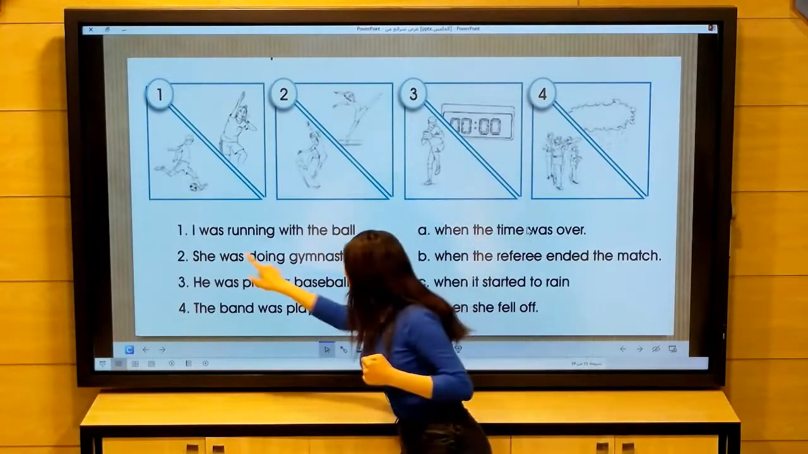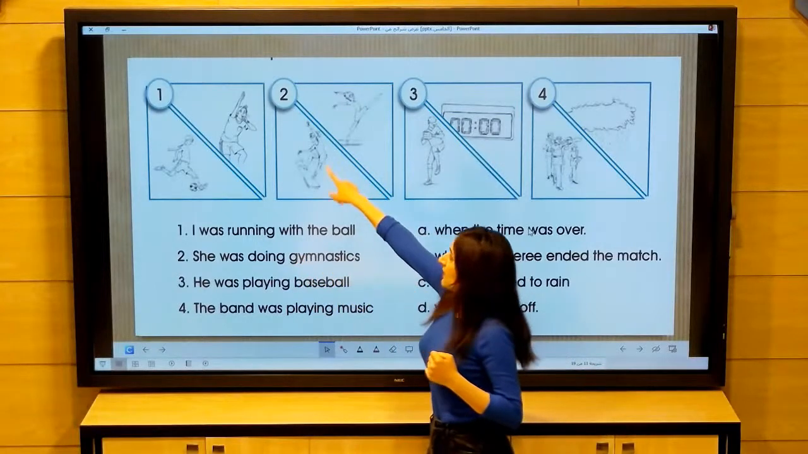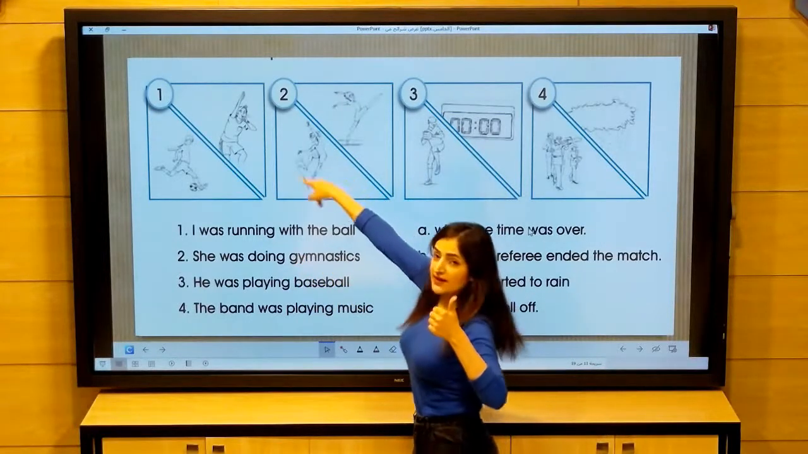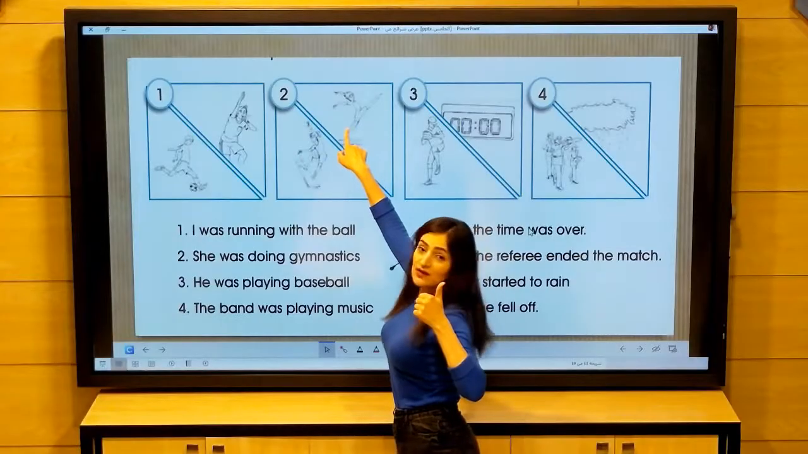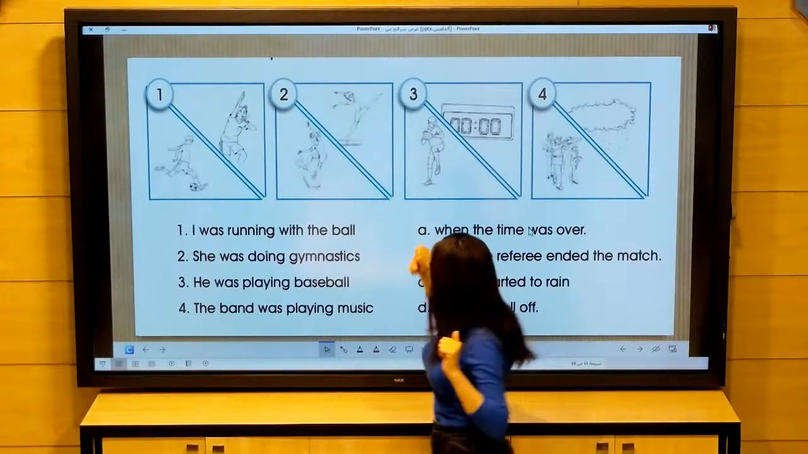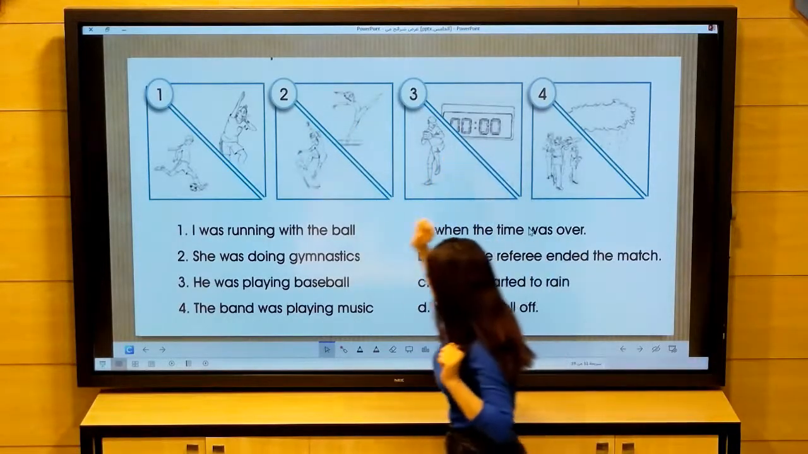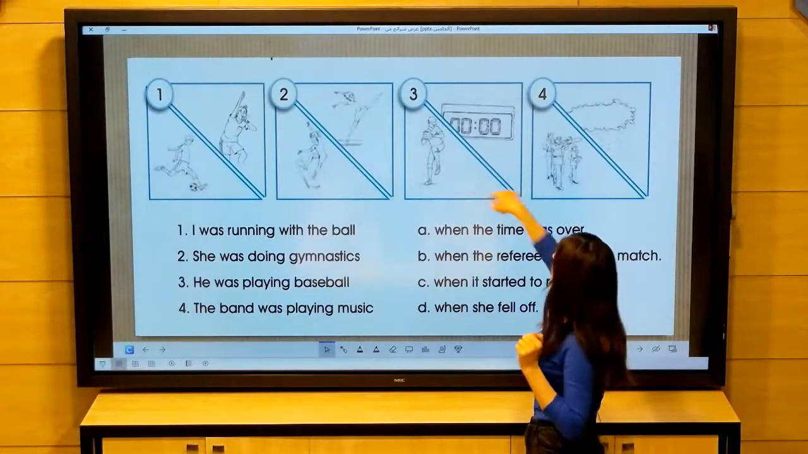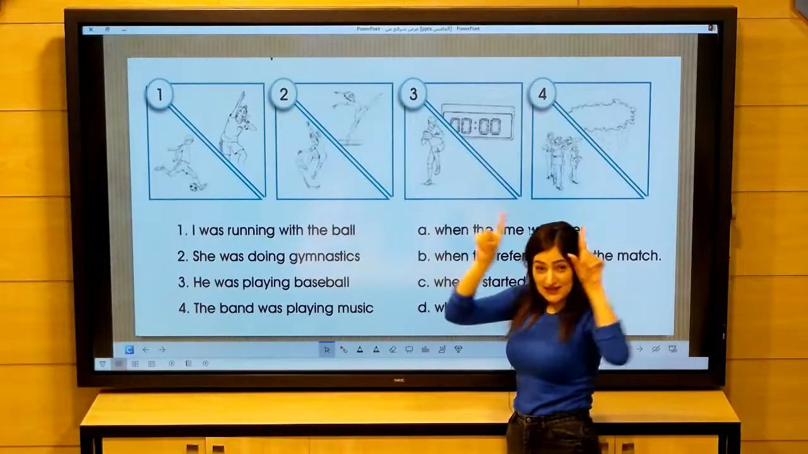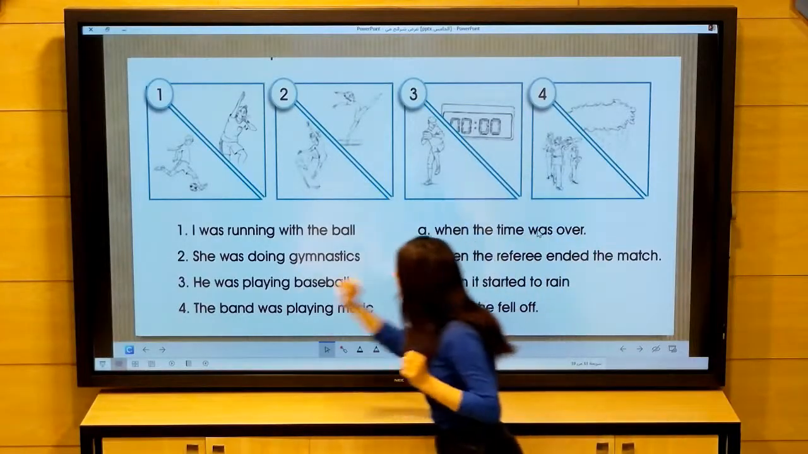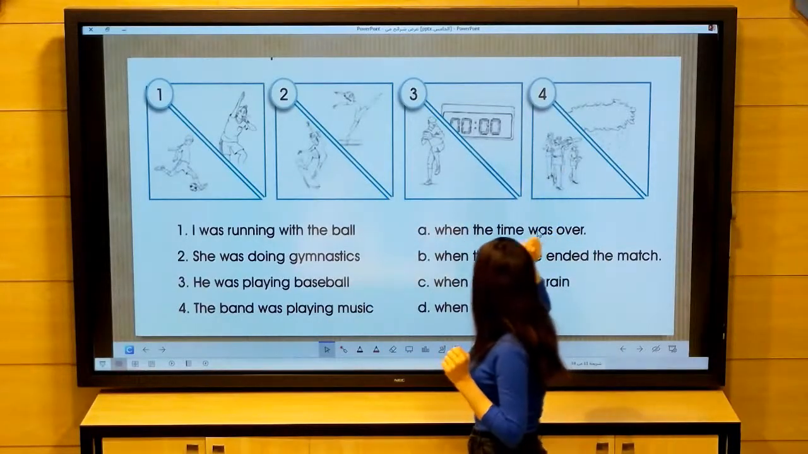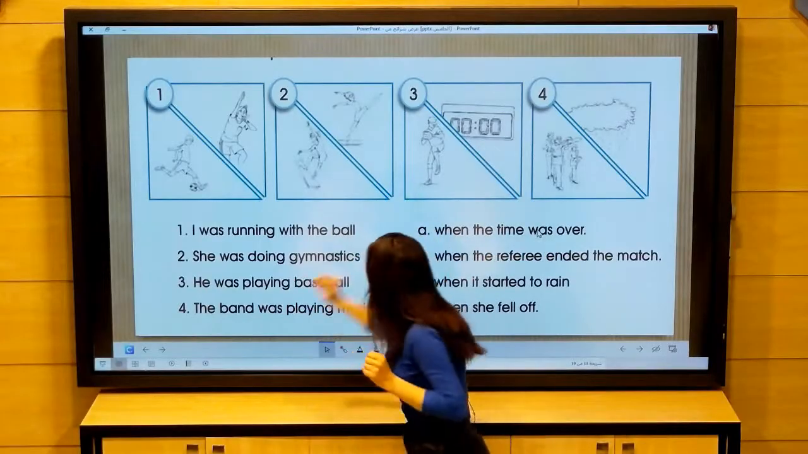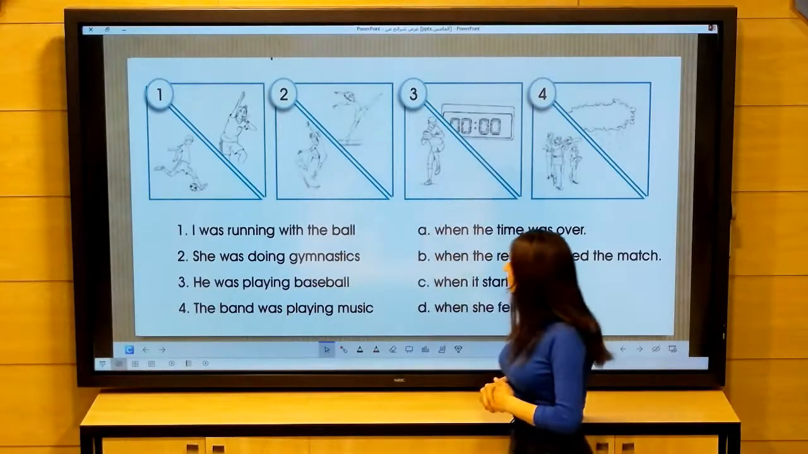Number 2, she was doing gymnastics. Look here, the first. Second, what happened to her? What happened? The third picture. He was playing baseball. Look here, he was playing baseball. What happened at that time? Number 4, the final picture. The band was playing music.